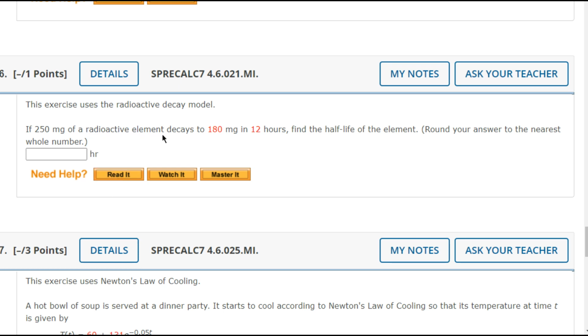250 milligrams of a radioactive element decays to 180 milligrams in 12 hours. Find the half-life of the element. That is a substantially radioactive element. Unobtainium, whatever. I don't know. I don't even know if that's a real element. But, I mean, that's like incredibly radioactive.